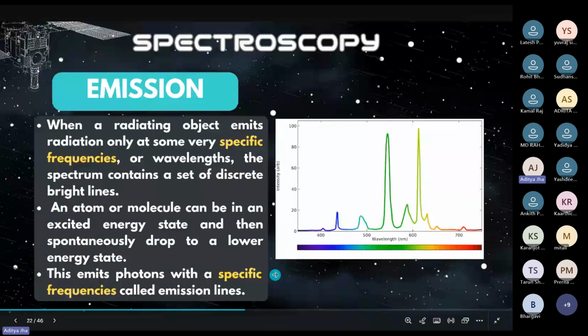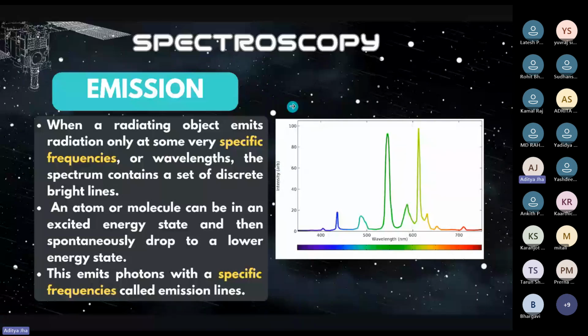When radiating objects emit radiation only at some specific frequencies or wavelengths, the spectrum contains a set of discrete bright lines. Let's say you have atoms with different energy states, and electrons drop from higher energy states to lower energy states. That loss of energy can be released as a photon, which we see as emission lines. So you can see that we see some discrete emission lines coming from a particular source. This is called an emission spectrum.